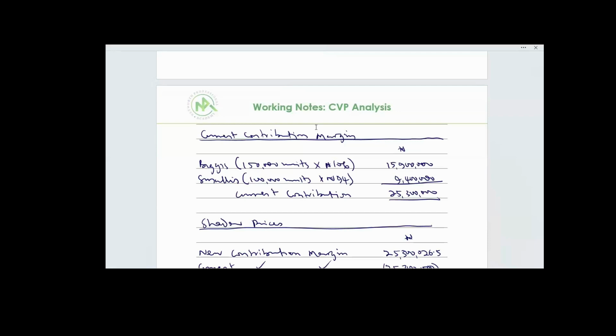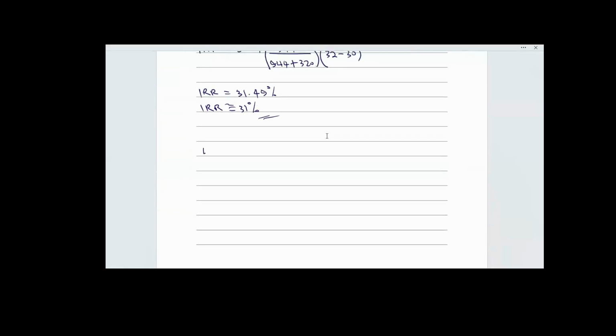Say, for example, let me quickly do this. Say you have labor, you have material in kilograms. The total material is 500 kilograms.